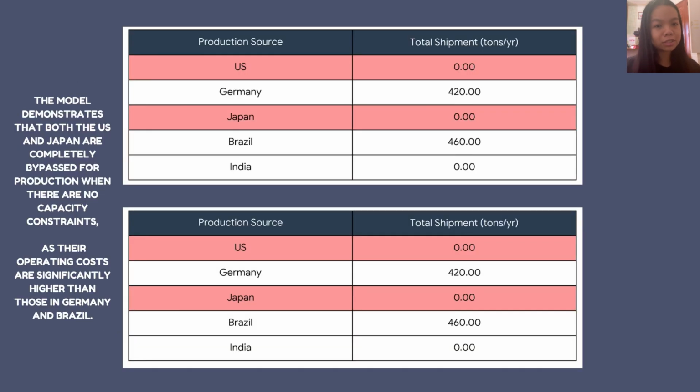In our first scenario, we asked the solver, what is the absolute cheapest way to run this company? We removed all constraints except for capacity and demand. The result was a slash and burn efficiency.